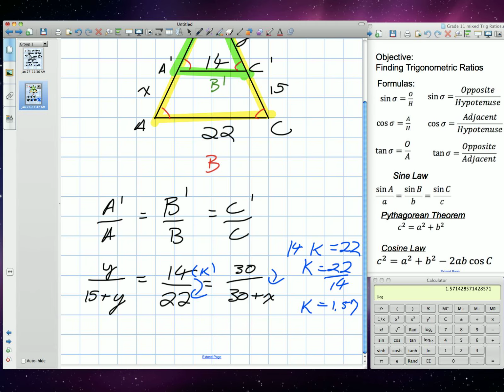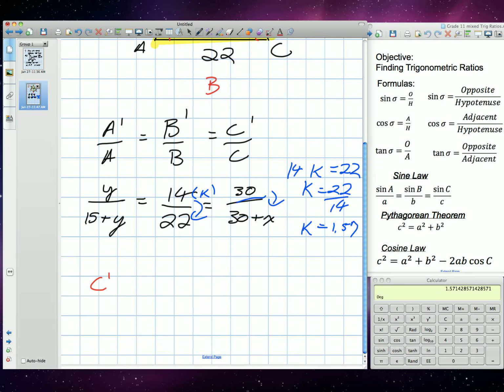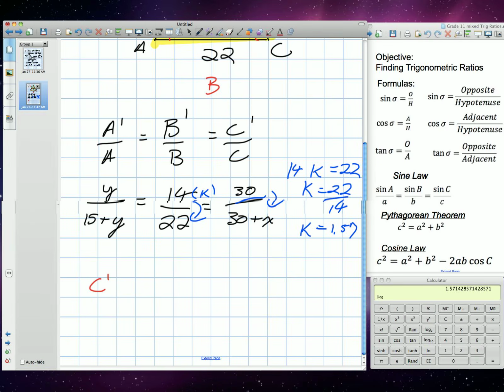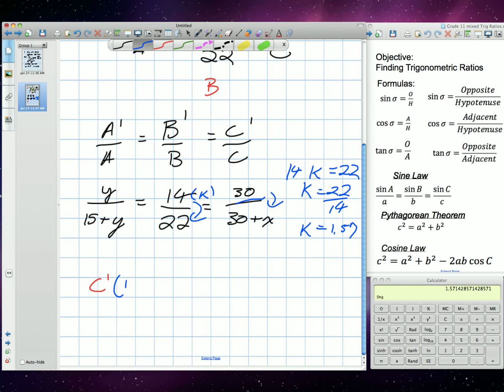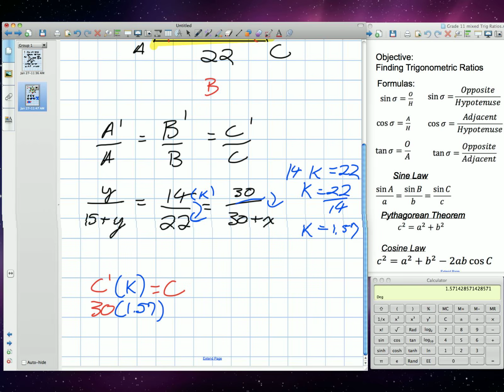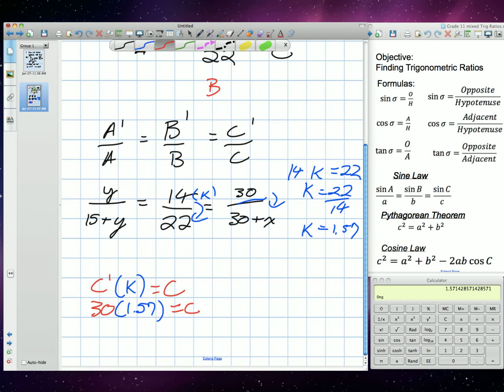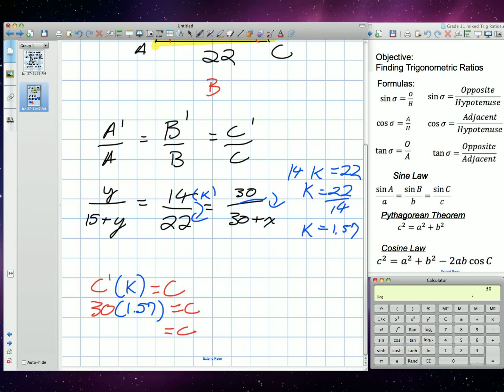So we have C1. We'll do it in red here. We know C1 is 30. C1 times our k factor will give us C, that'll give us a measurement of C. C1 is the number 30. Our k factor is 1.57, and that is equal to side C. So very simply, we put this in the calculator. 30 times 1.57, 47.1. So side C is 47.1.